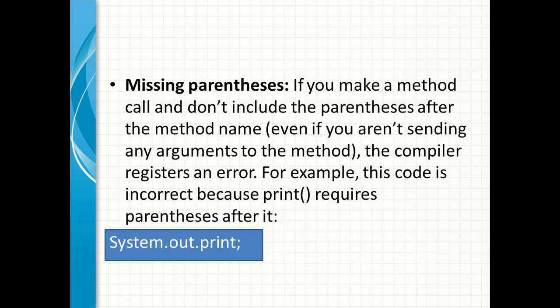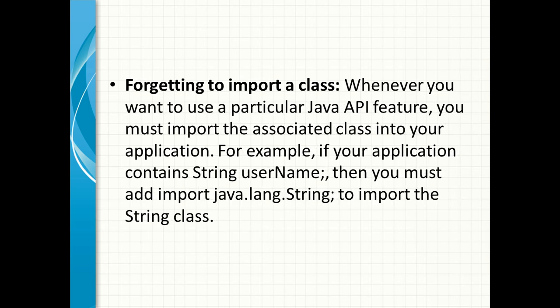Missing parentheses. If you make a method call and don't include the parentheses after the method name, even if you aren't sending any arguments to the method, the compiler registers an error. For example, this code is incorrect because print requires parentheses after it. Forgetting to import a class. Whenever you want to use a particular Java API feature, you must import the associated class into your application. For example, if your application contains String username, then you must add import java.lang.String to import the String class.